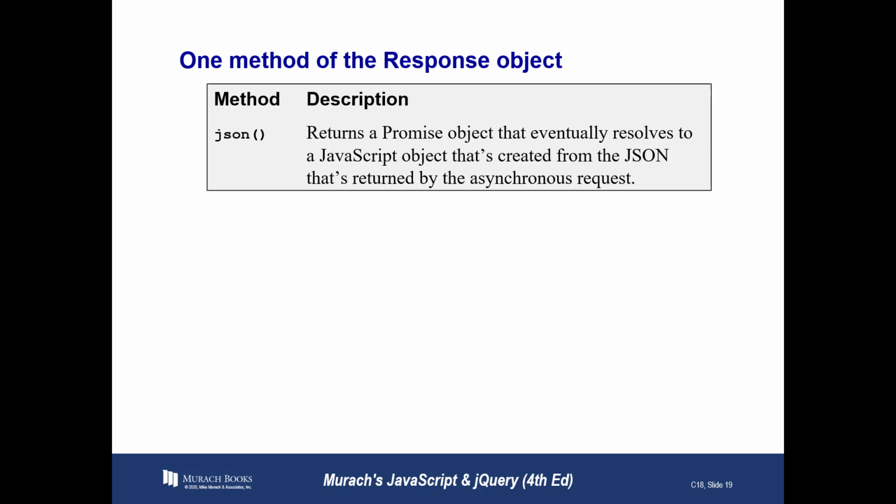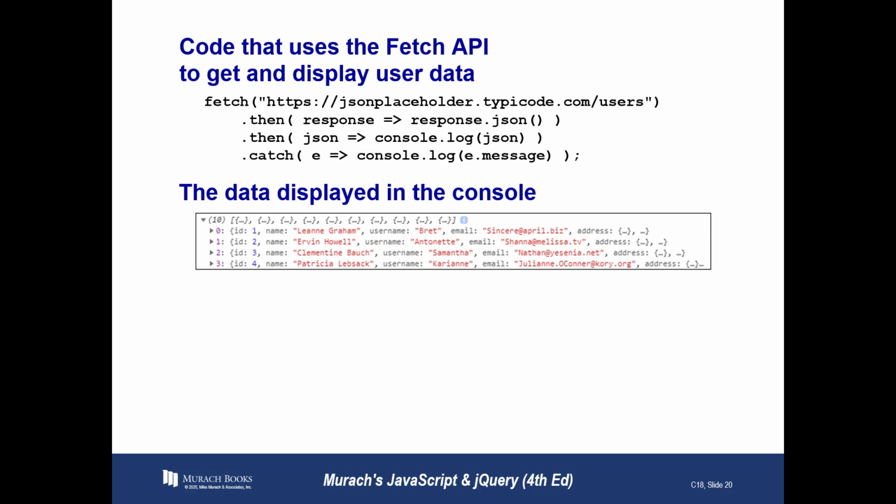As it says here, one method of the response object is JSON. Notice, as they mentioned, JSON returns a promise object that eventually resolves to a JavaScript object created from JSON. All right. This will not make a lot of sense until we start to really look at this in action.